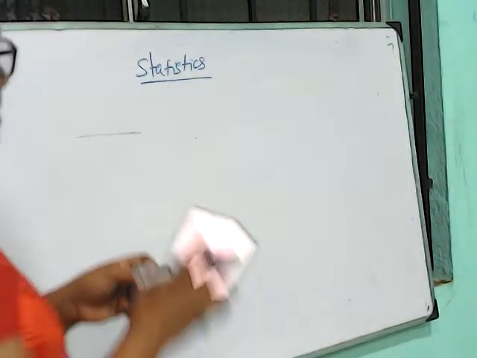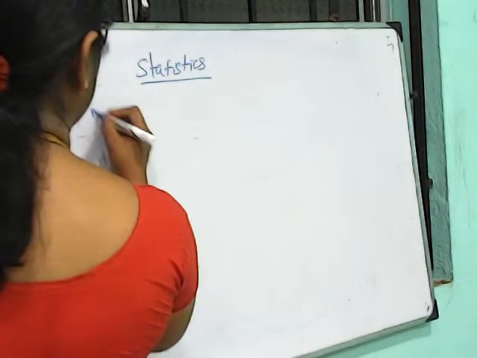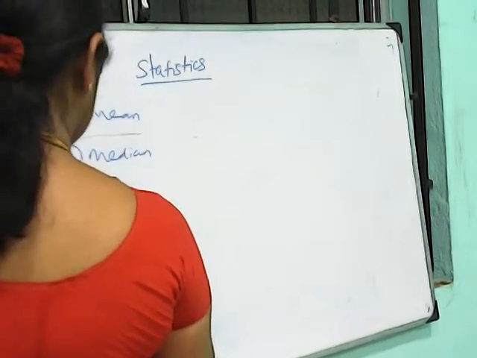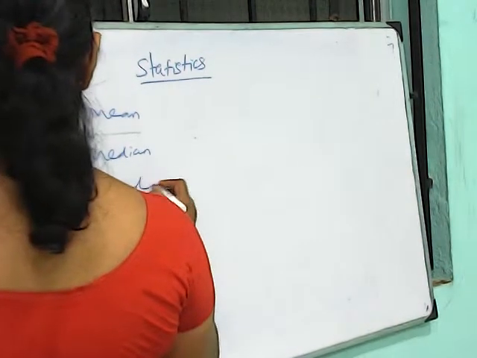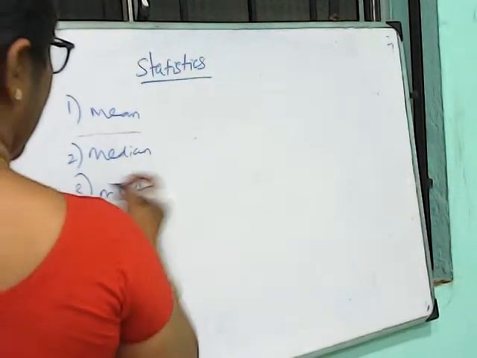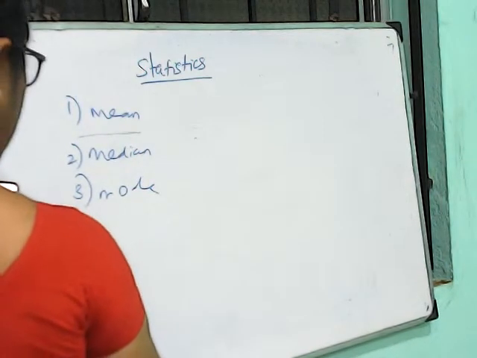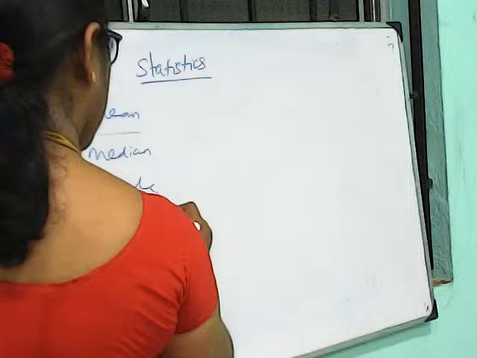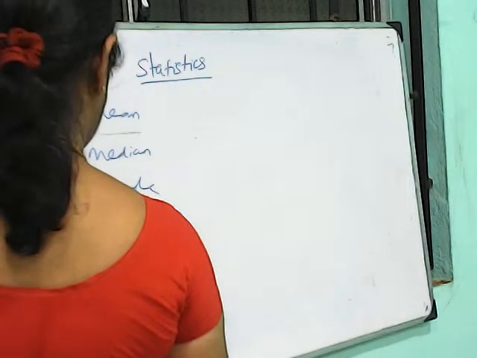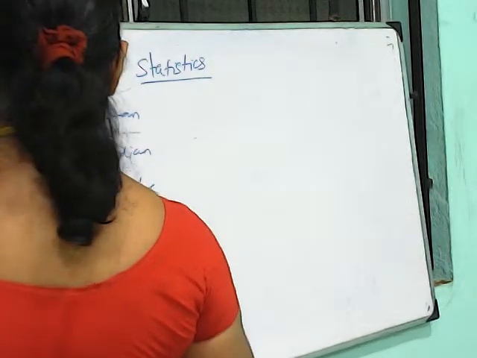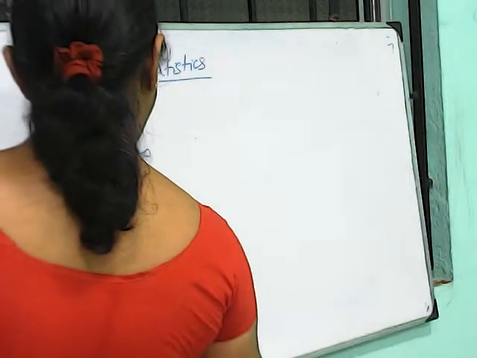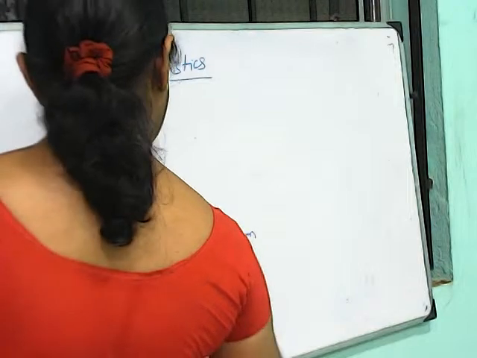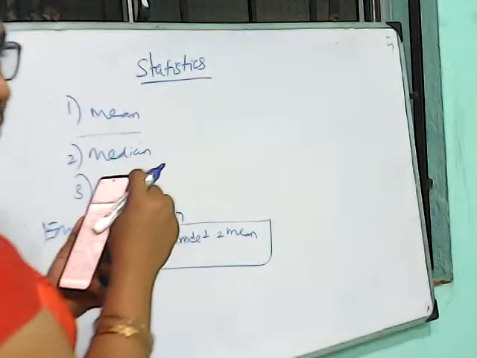In statistics, we have mean, second median, and third mode. Mean, median, mode, and the empirical relationship relating all these three. This is the empirical formula connecting all three: 3 median is equal to mode plus 2 mean. Remember this relationship.